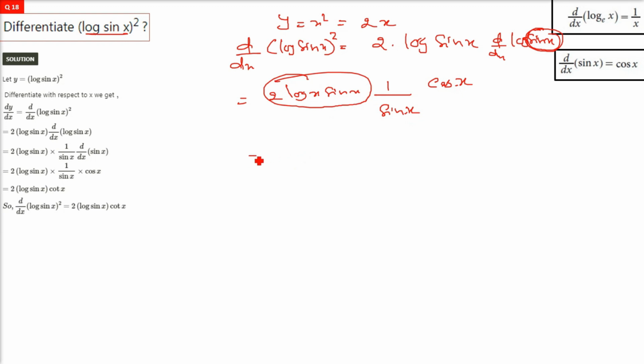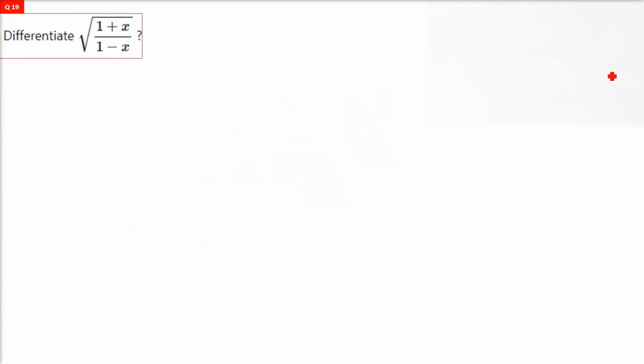Cos x by sin x, we are writing it as cot x. 2 log sin x. So log sin x is one term. Cot x is another term. This is your final differentiation. These are the differentiation results we have used.